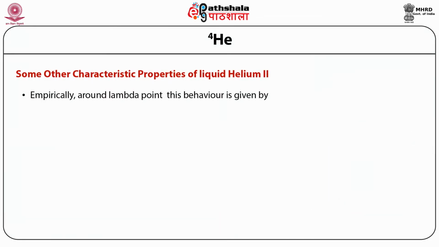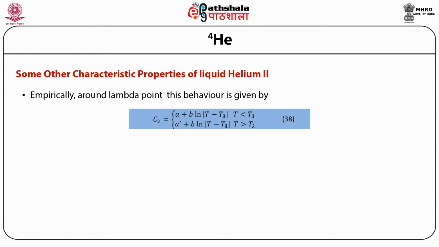Empirically, around the lambda point, this behavior is given by Cv equal to A plus B log of (T lambda minus T) for T less than T lambda, and A dash plus B log of (T minus T lambda) for T greater than T lambda.